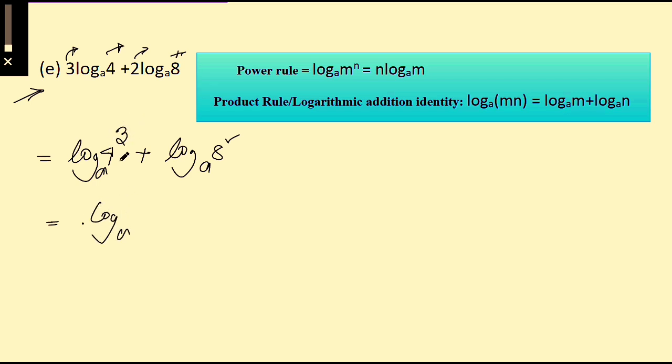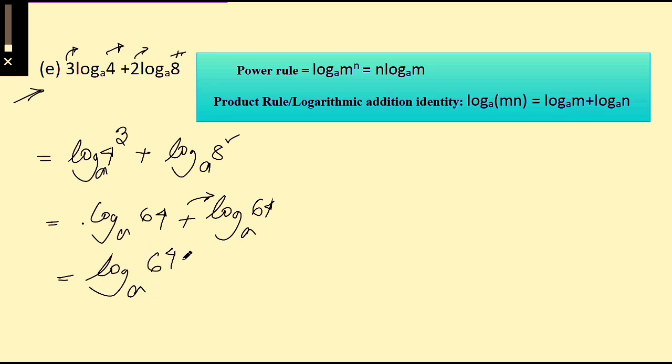So 4 to the power 3 will be 64, and 8 square will also be 64. So according to the product rule, we can write these two logs as a single log, like log 64 times 64 to the base of a. So here 64 times 64 will be 4096.